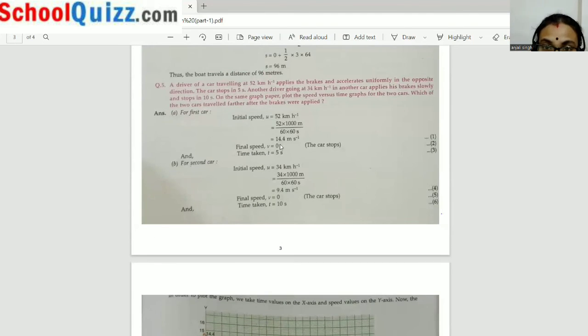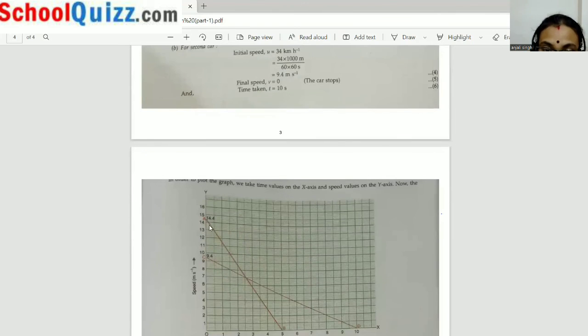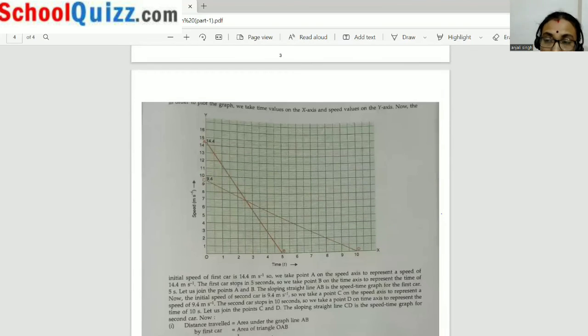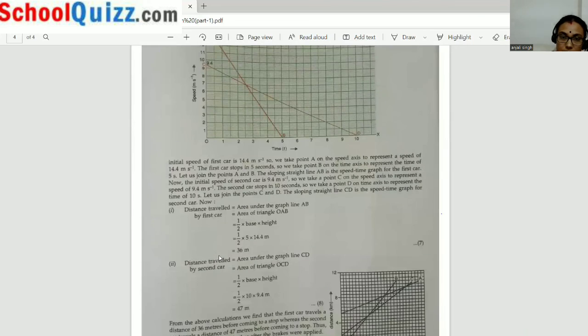So for the first, the value of speed is what? 14.4, and for the second that will be 9.4. In 14.4 the time will be 5 seconds, and for the 9.4 the time will be 10 seconds. So first plot the graph in the graph paper, that will be easy, and keep the value as it is. So the question is very easy.